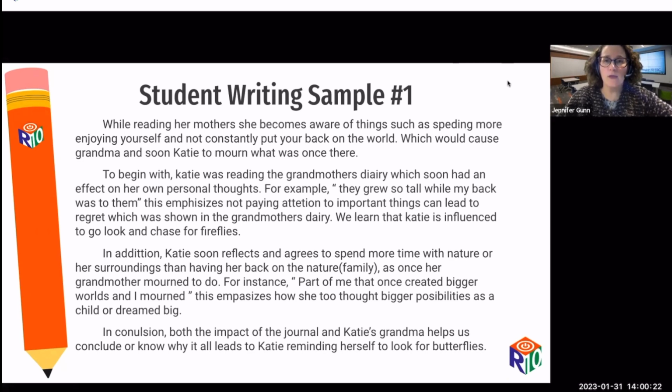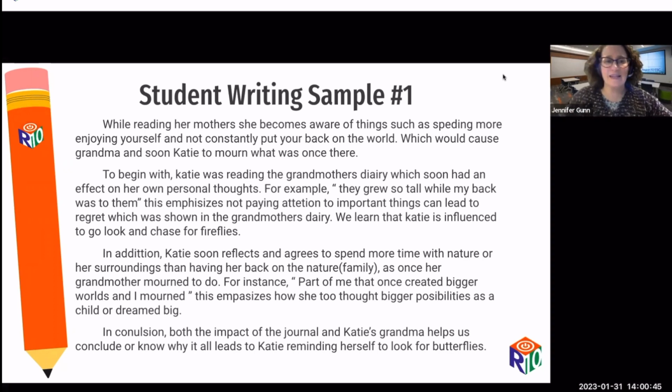The student sample reads, while reading her mother's, she becomes aware of things such as spending more, enjoying yourself, and not constantly put your back on the world, which would cause Grandma and soon Katie to mourn what was once there. To begin with, Katie was reading the grandmother's diary, which soon had an effect on her own personal thoughts. For example, they grew so tall while my back was to them. This emphasizes not paying attention to important things can lead to regret, which was shown in the grandmother's diary.